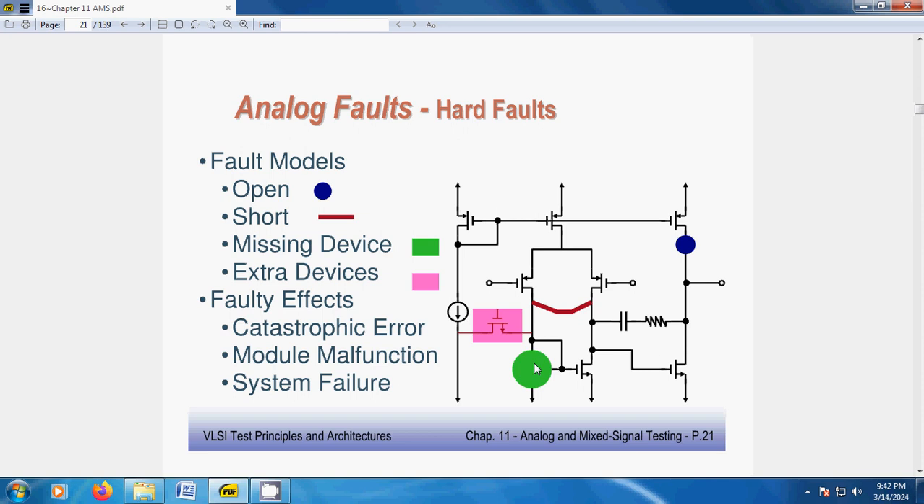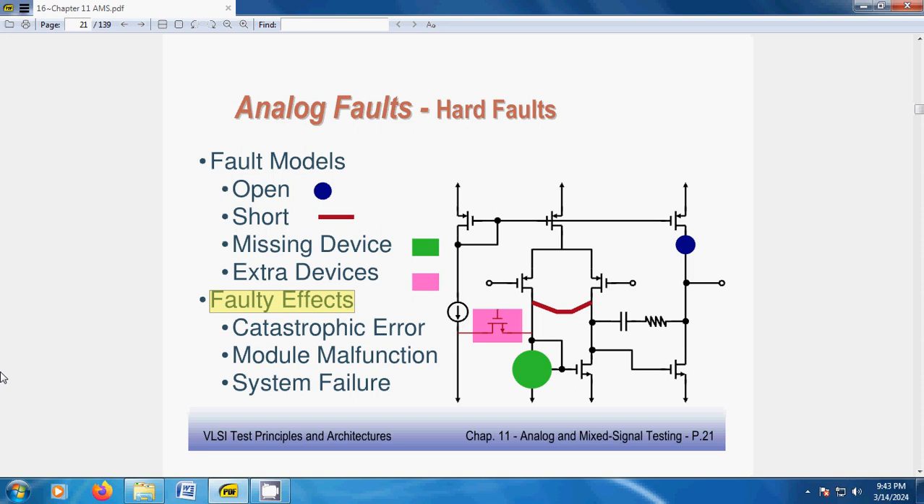So what is the effect of these hard faults? The first one is a very catastrophic error. Catastrophic error in the sense that if you have a hard fault, this particular module can make the entire submodule not useful for the particular application. It cannot be corrected ever.